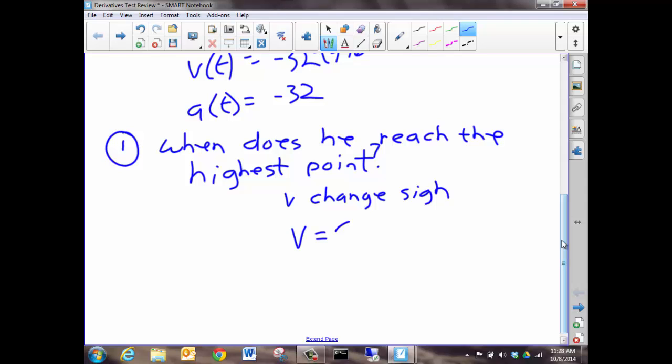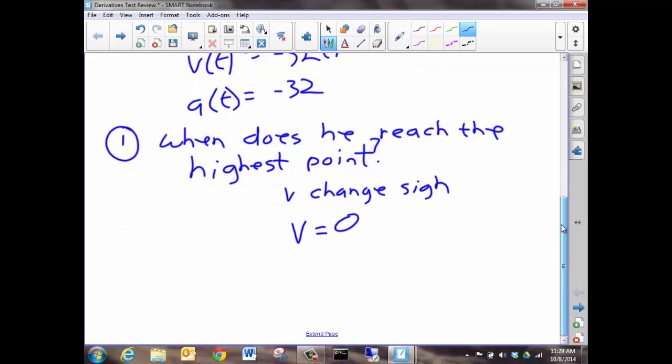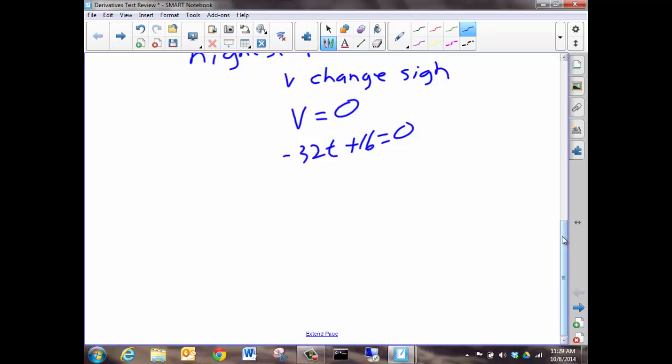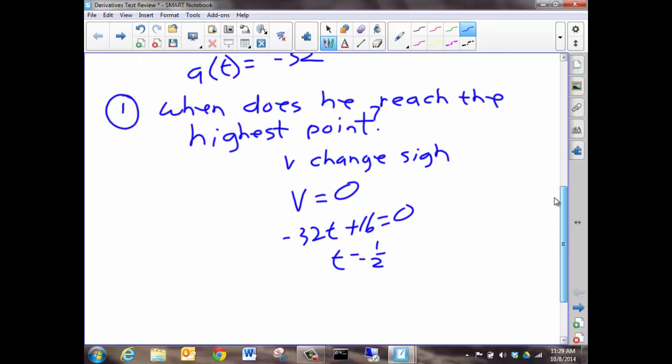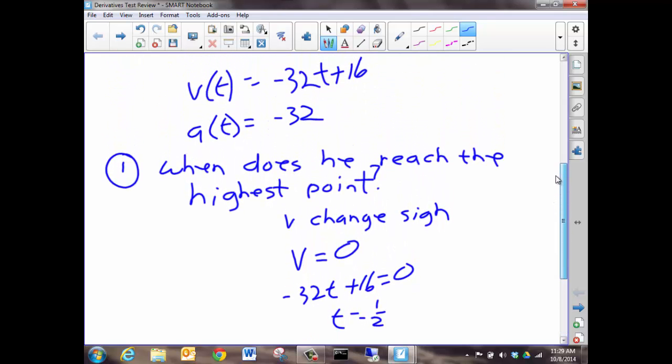So when is the velocity equal to 0? Right? How do we figure that out? Set it equal to 0. Negative 32t plus 16 equals 0. Then go find an Algebra 2 student and find out that t is 1/2. That's probably an Algebra 1 student. Is that high enough?